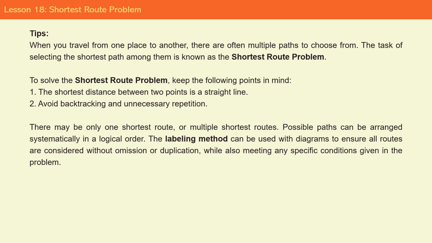There may be only one shortest route, or multiple shortest routes. Possible paths can be arranged systematically in a logical order. The labeling method can be used with diagrams to ensure all routes are considered without omission or duplication, while also meeting any specific conditions given in the problem.